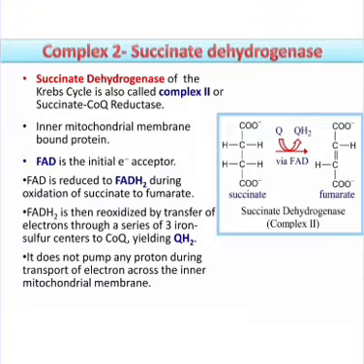Complex 2, which is known as succinate dehydrogenase. Succinate dehydrogenase of the Krebs cycle is also called complex 2 or succinate coenzyme Q reductase. It is an inner mitochondrial membrane bound protein, and FAD is the initial electron acceptor. FAD is reduced to FADH2 during oxidation of succinate to fumarate. FADH2 is then reoxidized by transfer of electrons through a series of 3 iron sulfur centers to coenzyme Q, yielding QH2. It does not pump any protons during the transport of electrons across the inner mitochondrial membrane.